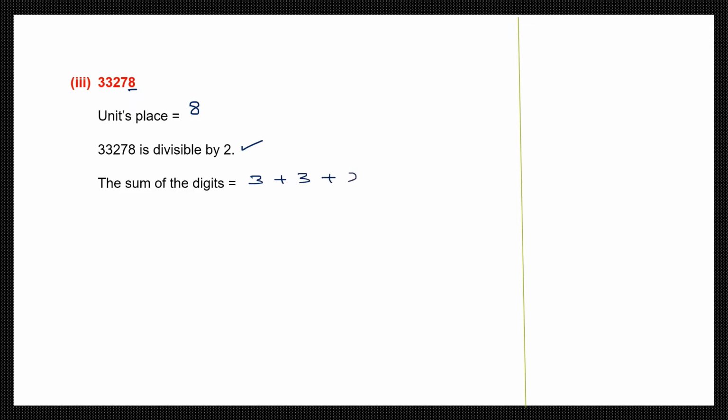Question 3. So let's do the test for 2 first. The units place is 8, which is an even number. So it is divisible by 2. So we finished the test for 2. Let's do the test for 3 by finding the sum of the digits. So that will be 3 plus 3 plus 2 plus 7 plus 8. Let's see what we get. 3 plus 3 is 6. 6 plus 2 is 8. 8 plus 7 is 15. And 15 plus 8 is 23.